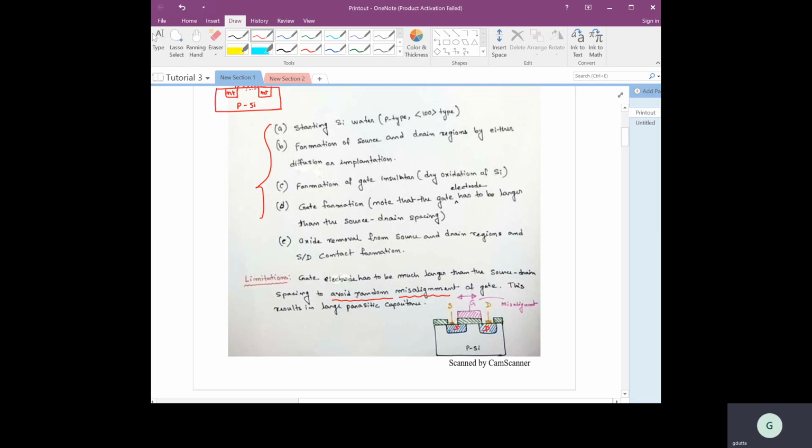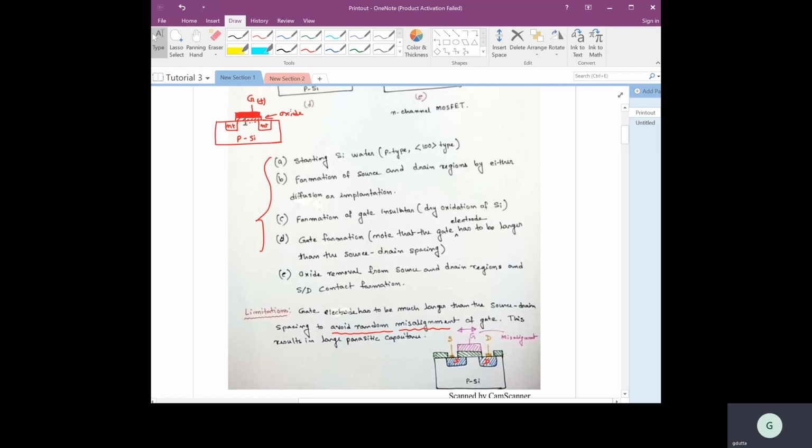So to avoid this random misalignment, because until and unless this gate metal is entirely covering the channel between the source and drain regions, your device is not going to work, right? So to ensure successful operation of this MOSFET, we have to ensure that there is some amount of overlap between this gate metal and the source and drain regions, right?